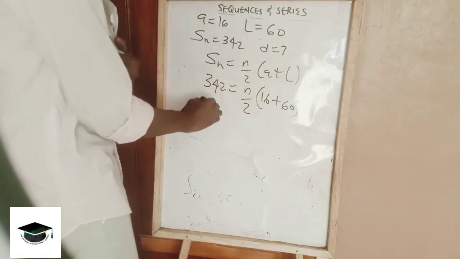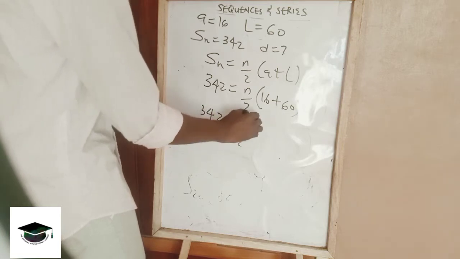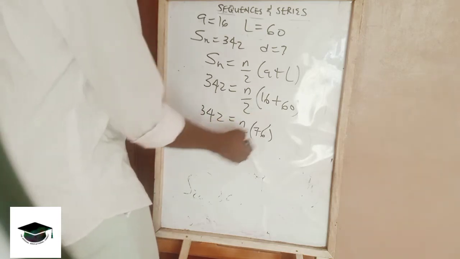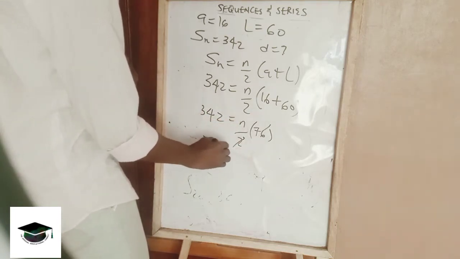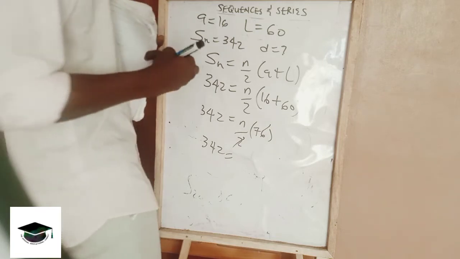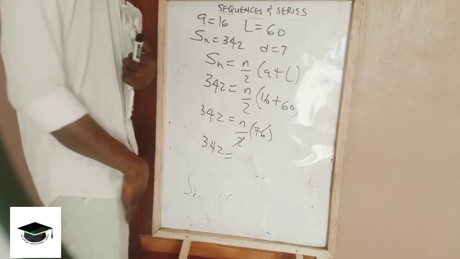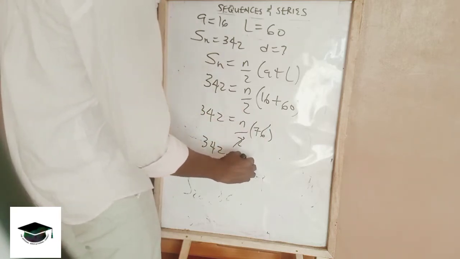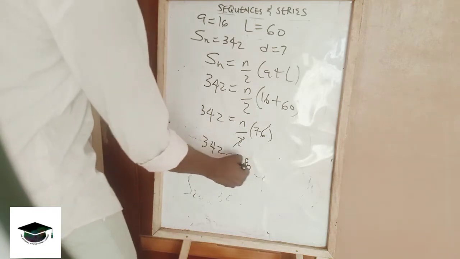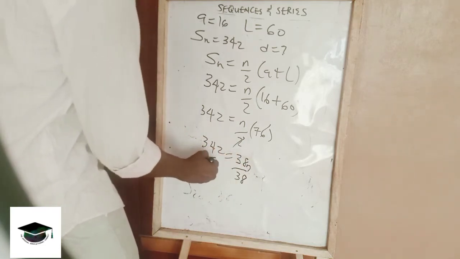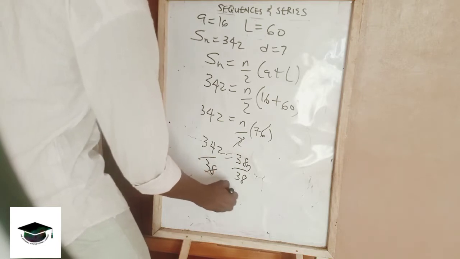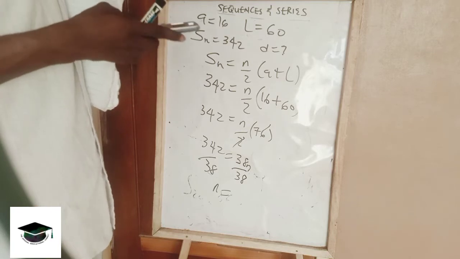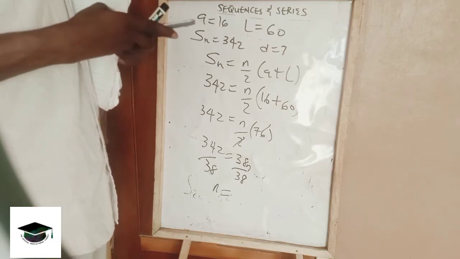So that's 342 equals to n over 2, open bracket, 16 plus 60, which is 76. So you can easily cancel, right? By the time you cancel the 2, 2 into 76 is going to give you 38. So that's 38 times n, that's 38n, right? So you divide both sides by 38. So n equals 342 divided by 38. That's going to give us 9.